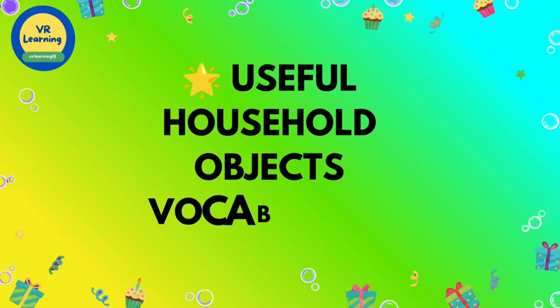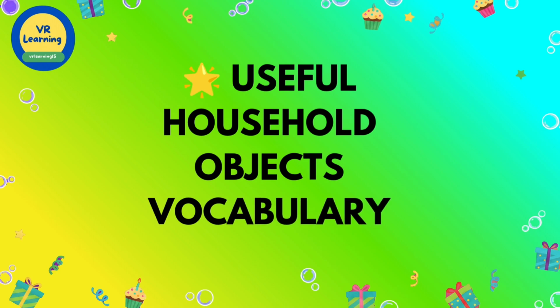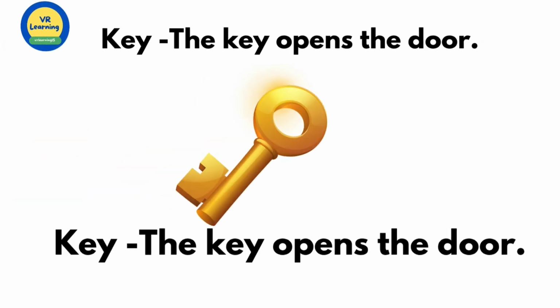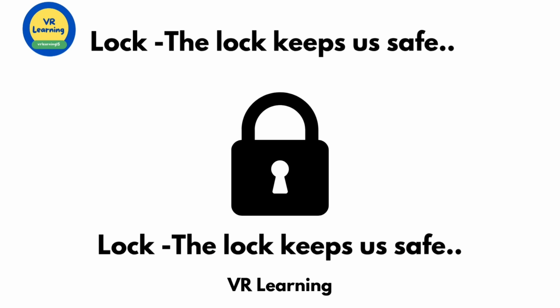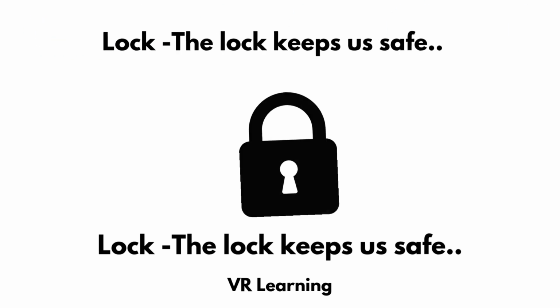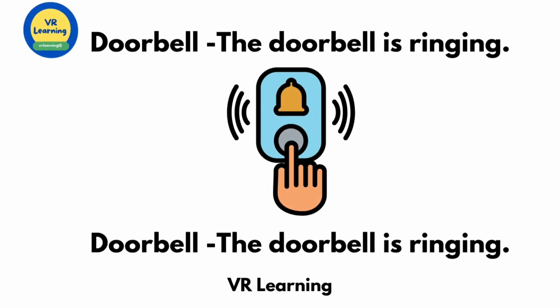Useful household objects vocabulary. Key. The key opens the door. Lock. The lock keeps us safe. Doorbell. The doorbell is ringing.